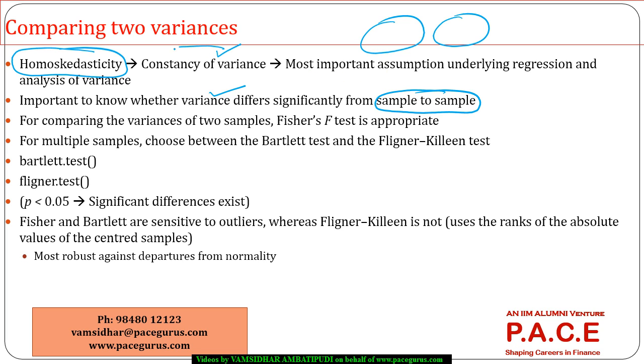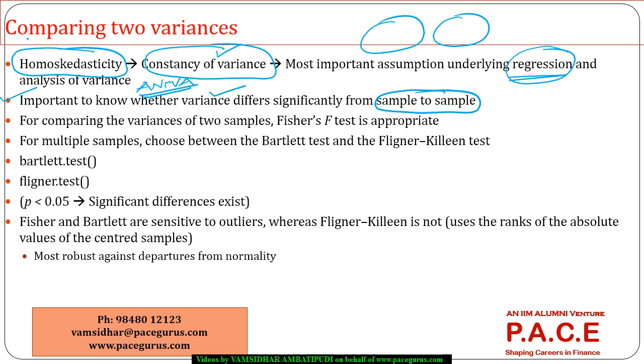So this is very important, right? We have to really focus on computing the homoscedasticity associated with the data, because there are lots of applications. When I'm using regression, I make a big assumption that the variances are more or less constant. When I'm doing ANOVA, which we would be discussing in a couple of sessions after this, there also we are making one big assumption that the variances are more or less constant and they are not differing drastically from sample to sample. So it's very important for us to know whether the variances are more or less constant from sample to sample, or there is a drastic difference across the variances from sample to sample.